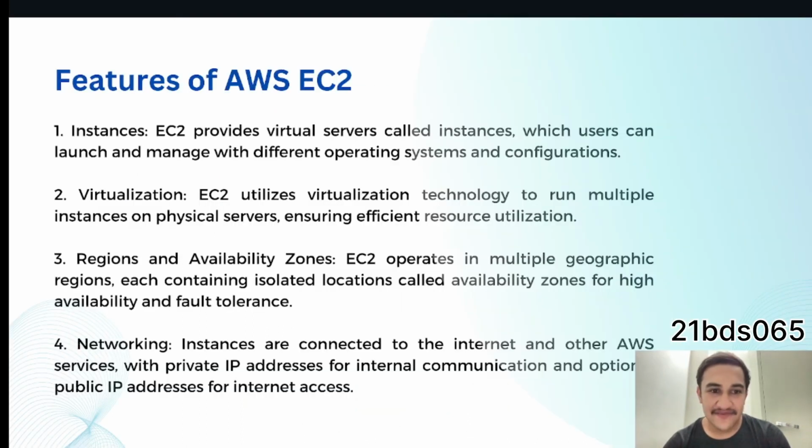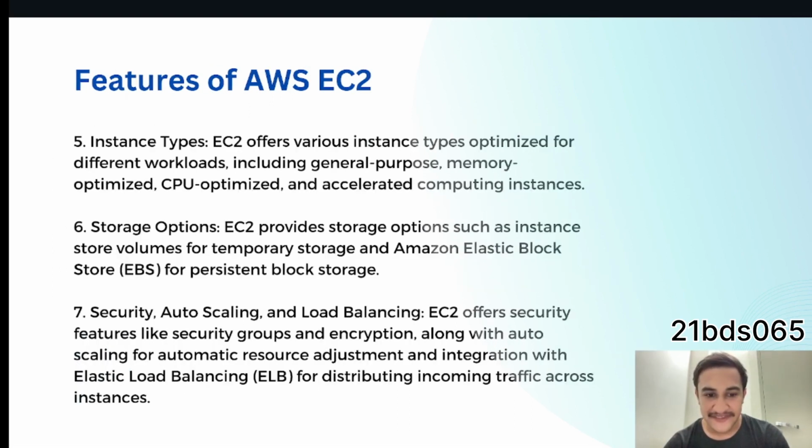Now, these are the reasons why we are using AWS EC2. These are the main features, like instance creation, virtualization, availability of regions and zones, the networking, that is the private IP it provides, and instance type storage options, and most importantly, security, auto scaling, load balancing, and the robustness it provides.